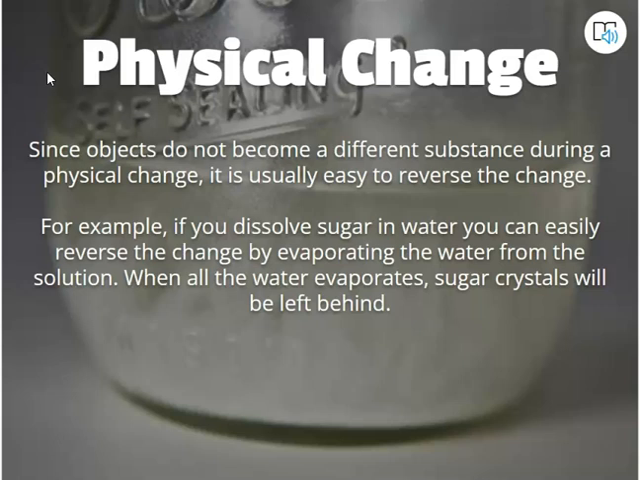Since objects do not become a different substance during the physical change, it's usually easy to reverse that change. So if you were to dissolve sugar or salt into water, you could easily change that. I know you're thinking, but that's a new substance. On the molecular level, it is not a new substance. The water molecules and the sugar molecules don't really mix. The sugar molecules just find a way to make their way into that space in between the liquid molecules.